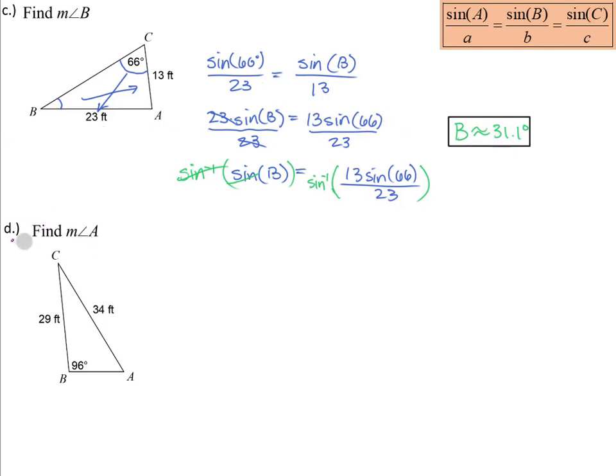Okay, follow that example, see if you can do D here. Go ahead and pause the video and try this out, and unpause when you're ready.